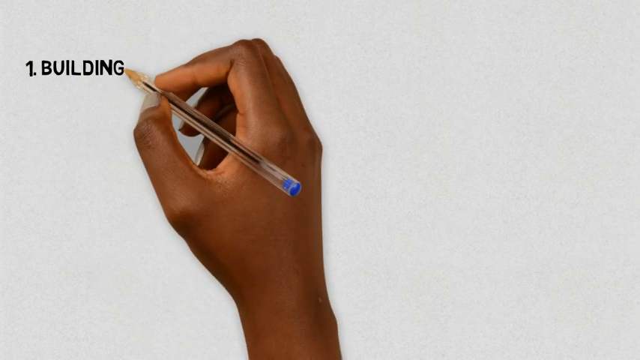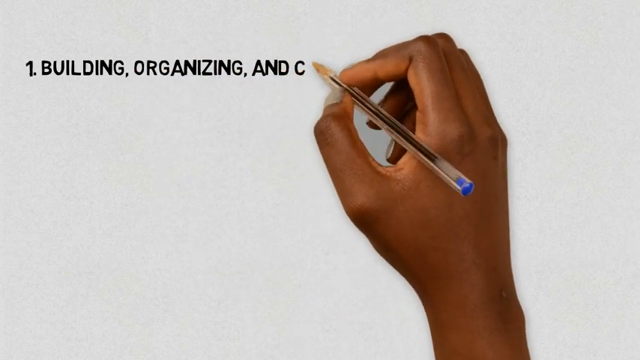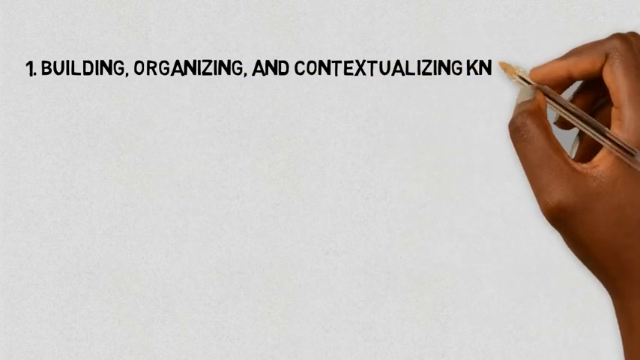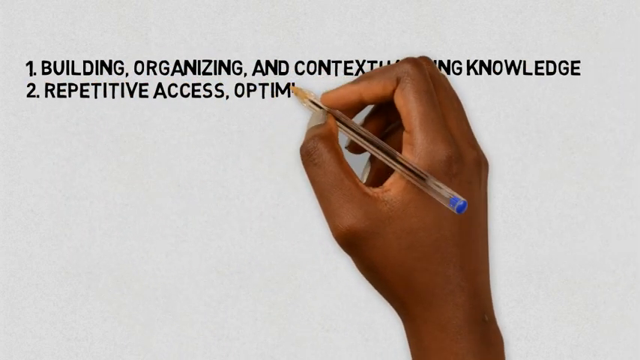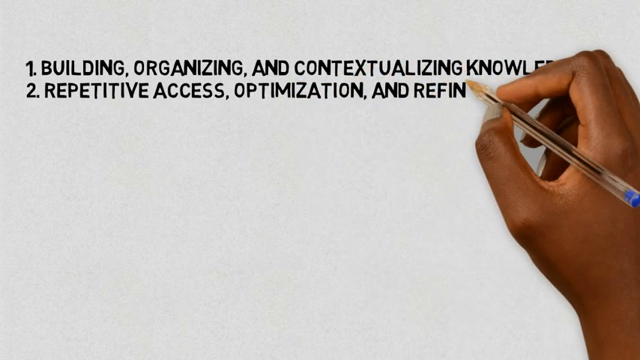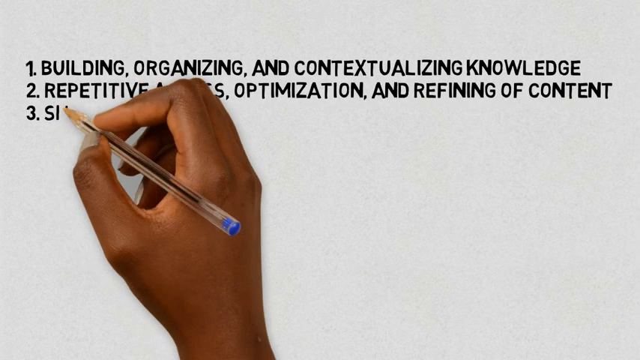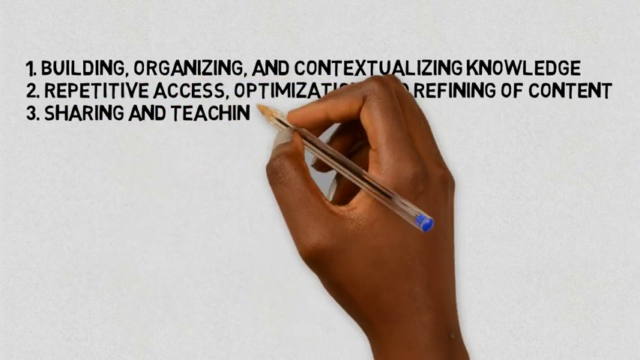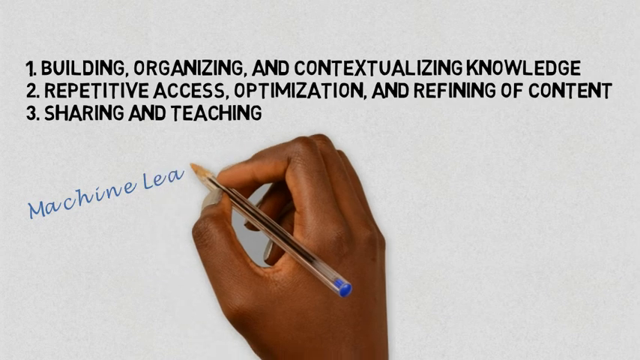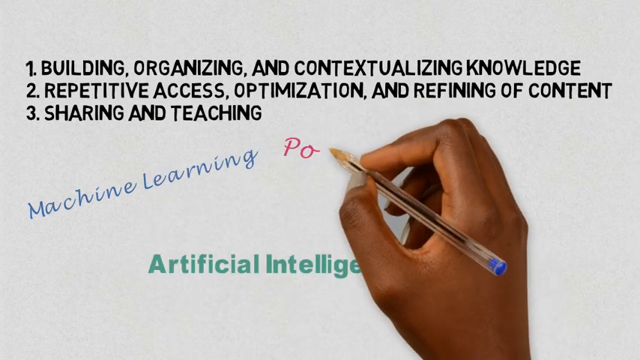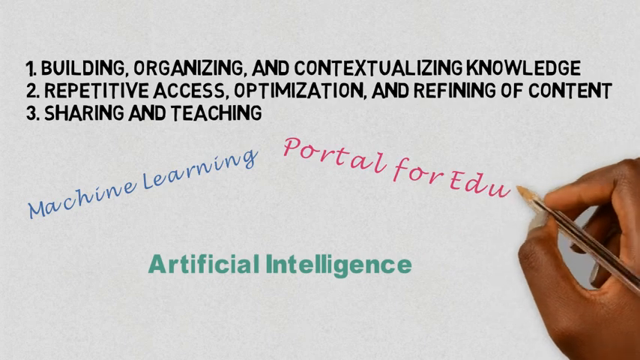Learning through TEACH occurs in 3 different stages. Number 1, building, organizing, and contextualizing the information. Number 2, use of the information through repetitive access, optimization, and refining. And number 3, the final step is through sharing and teaching. In the future, we hope to incorporate other learning modalities in TEACH, including adaptive learning using machine learning and artificial intelligence, and also enabling portals for educators to post tests, exams, and other learning tools.